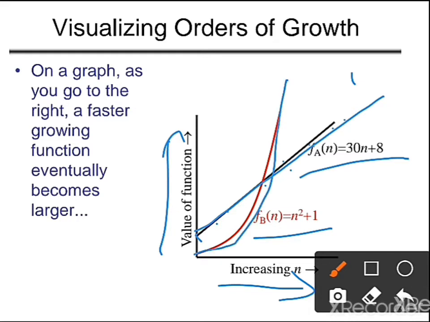So which one is growing faster? For small input n, for some value of input n, f a of n is here and f b of n is also here. But when the value of n increases, f a of n is here, but f b of n is here. So this function f b of n is growing faster compared to f a of n.